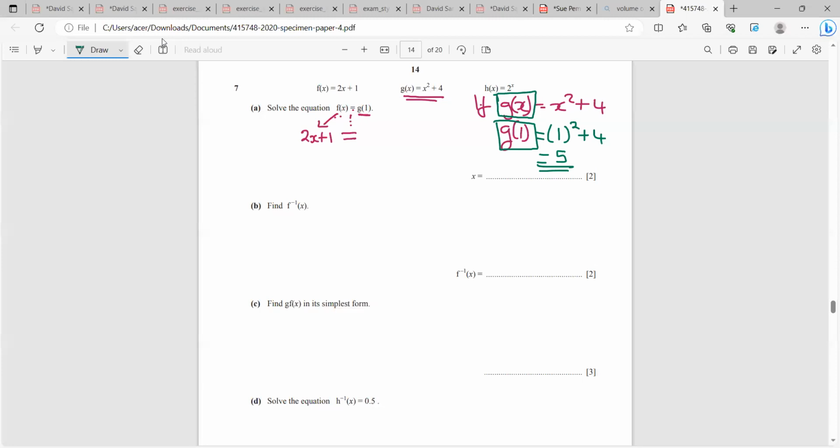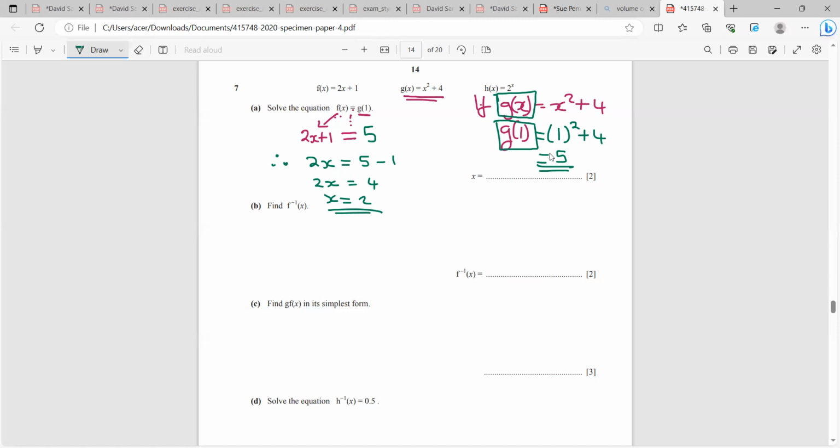Are we together? Yes, sir. So which means on the right-hand side, our g of 1 is 5. We're going to plug it like that. Now, all we need to do is to solve or make x the subject. So in this case, we're going to transpose: 2x equals 5 minus 1, 2x equals 4, and then our x is going to be 2. Any questions on that one? All right. So the answer is going to be 2 like that.